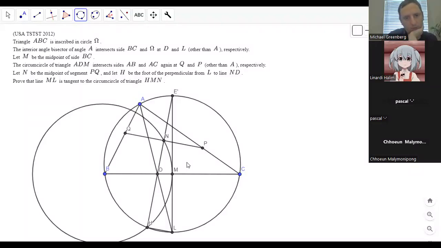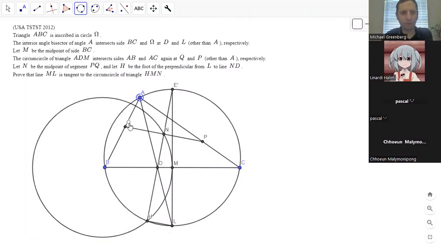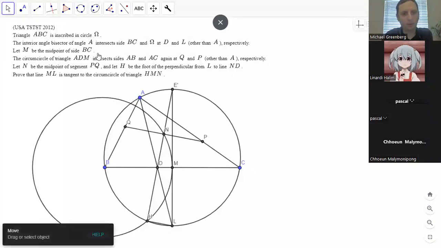So BQ equals CP is, oh, okay. That's a spiral similarity. We'd say E prime QB would be congruent to E prime PC, basically. We know that E prime B equals E prime C, and then we know these angles are equal.